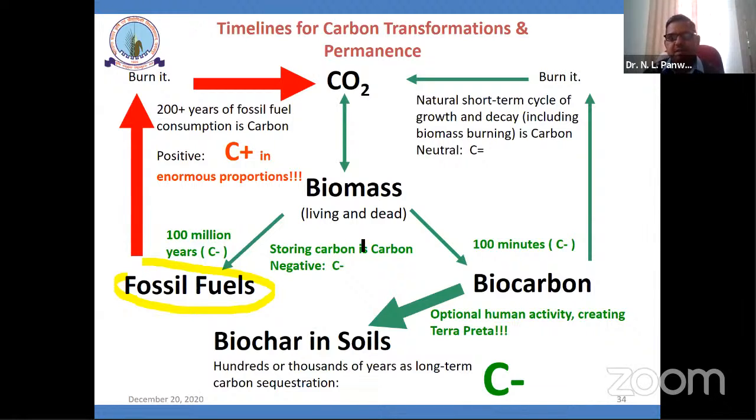That carbon will certainly enhance your cation exchange capacity, nutrient transformation rate, and moisture retention in the soil. So certainly it will increase the productivity of the crop.